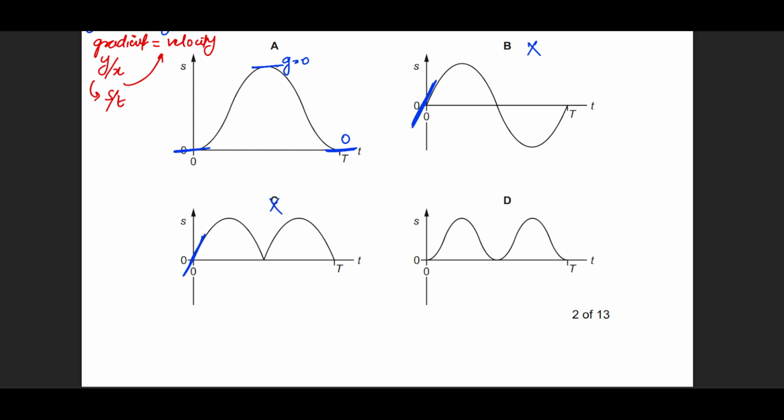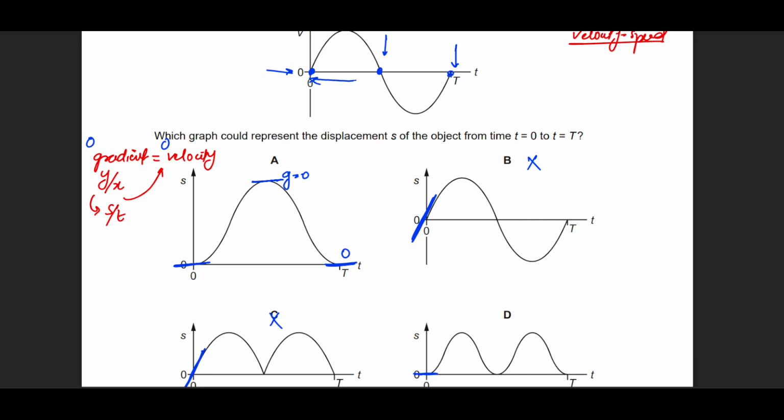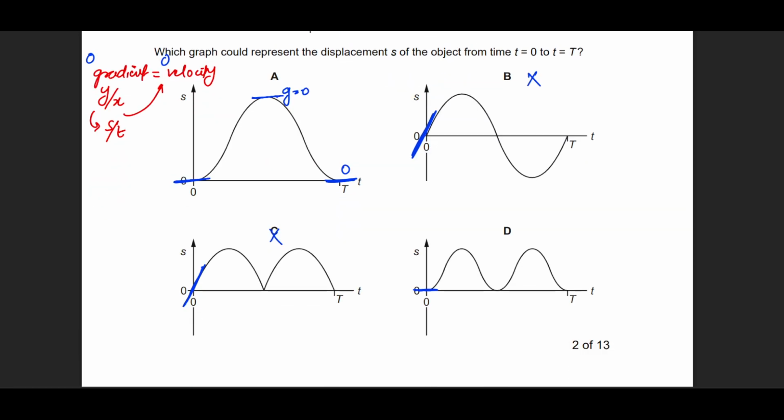Now, when we come to D, we realize that at the very beginning, the gradient is 0, right? So this looks like a promising option, but let's move on. When we complete the first part of the journey, we realize that at the point when the velocity is maximum, the gradient should have been maximum. But when I go to this point, I realize that the gradient is 0.